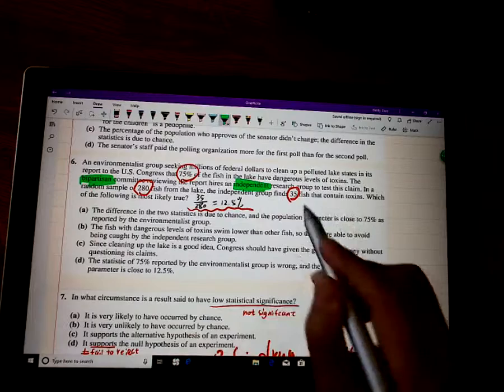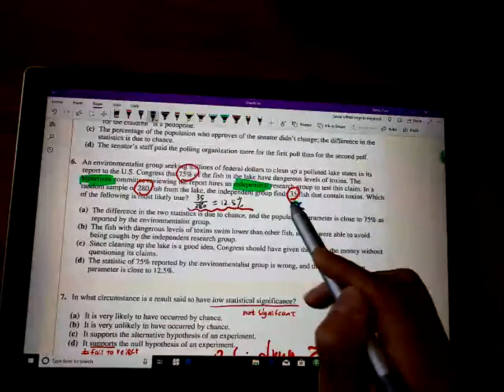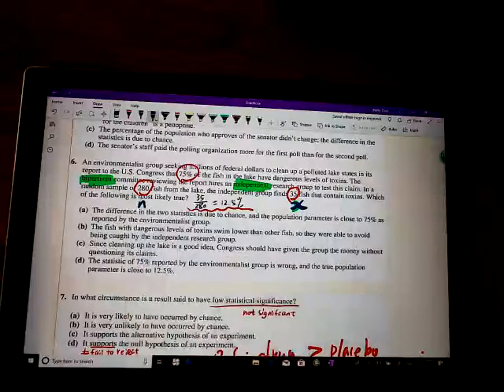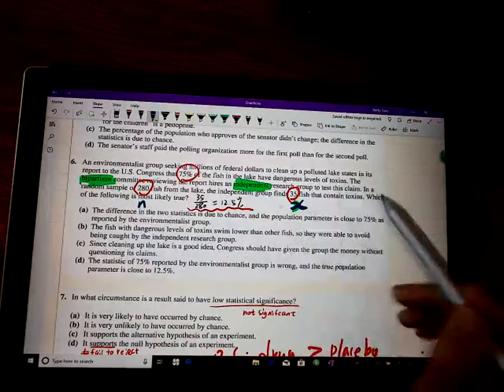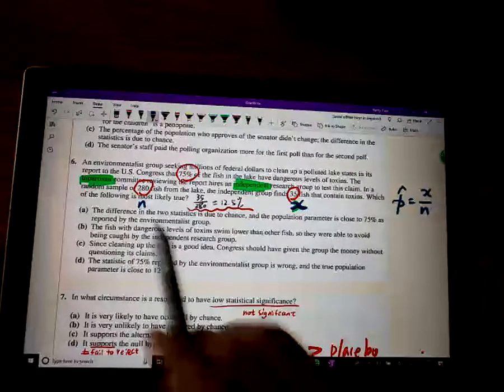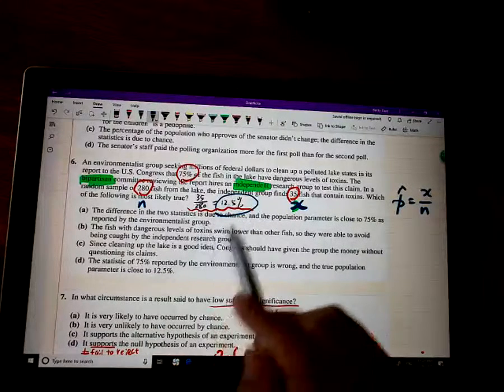All right, 35, number of successes. Remember, you define what is success. n, 280, the sample size. Use the formula p hat equals x over n. Compute the sample proportion: 12.5%.